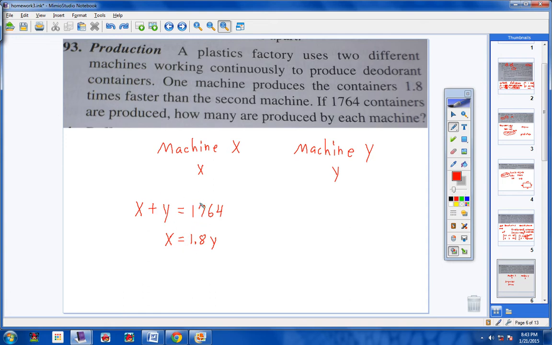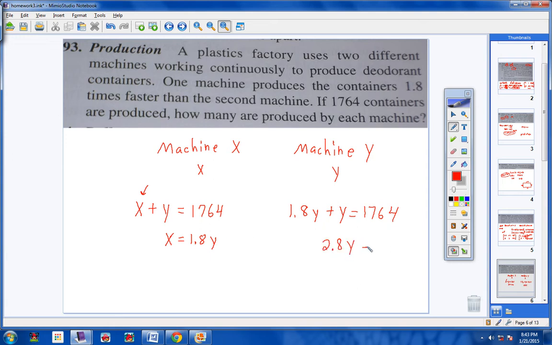Here's my one equation, here's my other. What does X equal? 1.8y. So what are you going to put for X up here? 1.8y. So 1.8y plus y. This is the substitution method. Whenever you have two unknowns, two unknown systems, you can use substitution. And now watch how quick this is.